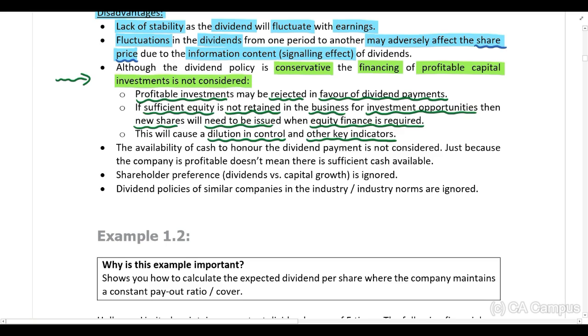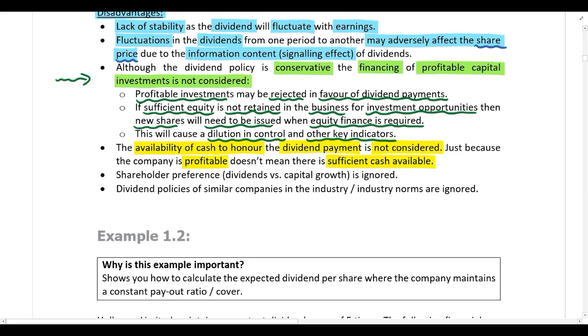Then, another disadvantage of having a constant payout ratio is the availability of cash to honor the dividend payment is not considered at all. Every year they just pay out 20% of the earnings as a dividend, and they don't look at whether there's enough cash in the business to actually pay that dividend. Now guys, remember there's a difference between profits and cash. You could have a situation where a company is profitable, but they don't actually have sufficient cash available for the dividend payment. So we don't just look at, is there enough retained earnings to make a dividend payment? Obviously, you need to have enough cash in the bank to make that payment.